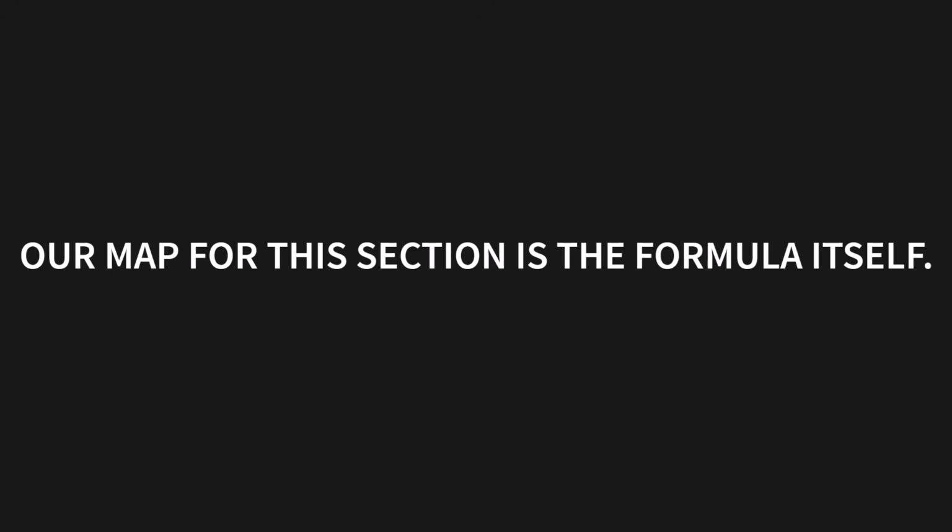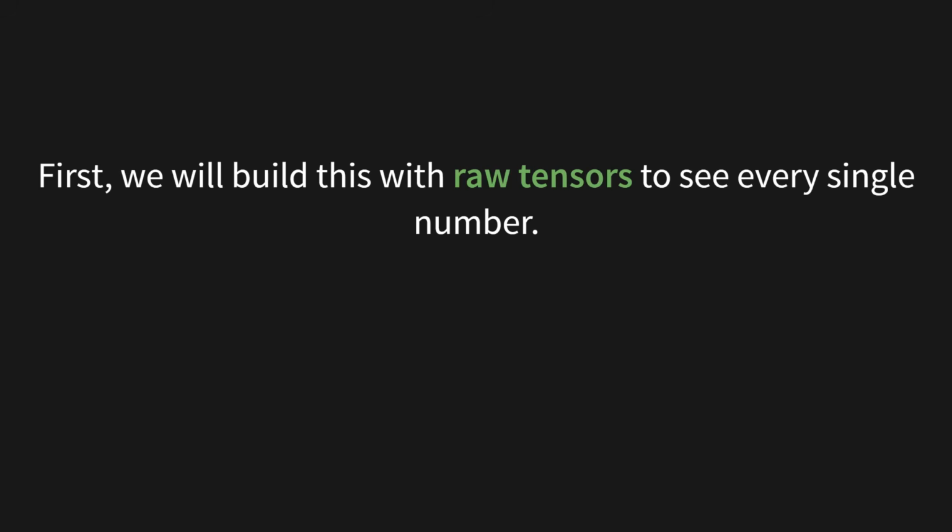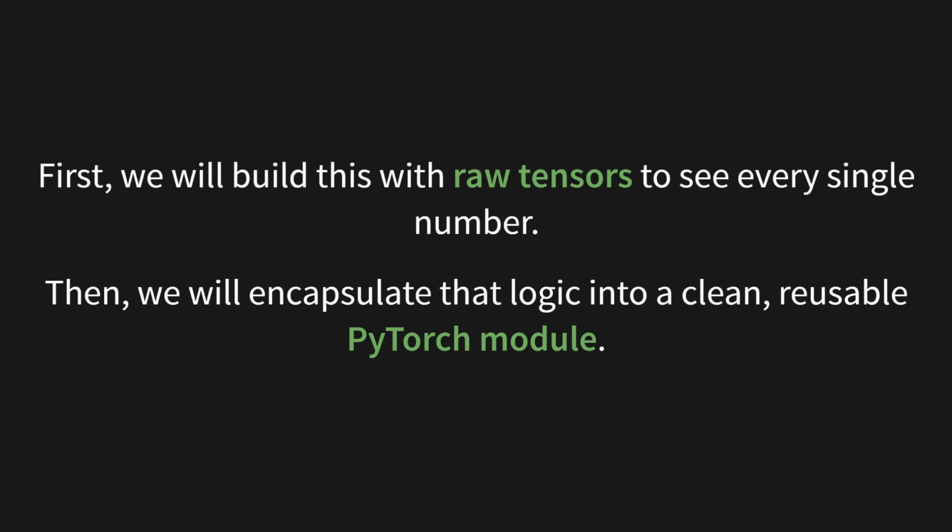Our map for this section is the formula itself. Look at this on your screen. We are going to build this step by step. Attention of Q, K, and V equals softmax of Q times K transpose divided by the square root of d sub k, all of that, times V. I know, it might look a little intimidating, but we are going to build it piece by piece, and it'll make perfect sense. First, we will build this with raw tensors to see every single number. Then, we will encapsulate that logic into a clean, reusable PyTorch node.